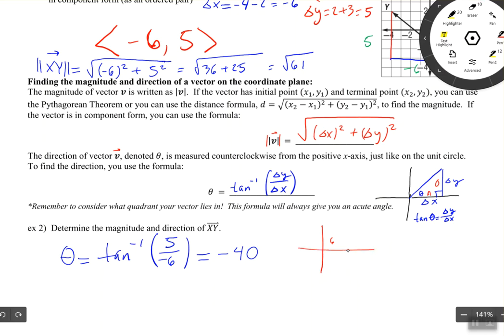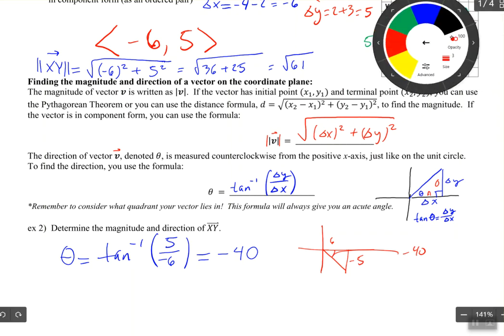So I have 6, I have negative 5, and then I get an angle of negative 40, right? That's what that angle is. If I want the corresponding part up here, then I need to go 6 this way, and I need to go 5 that way to get this angle. Is that the same angle? Do y'all see that? Yeah?